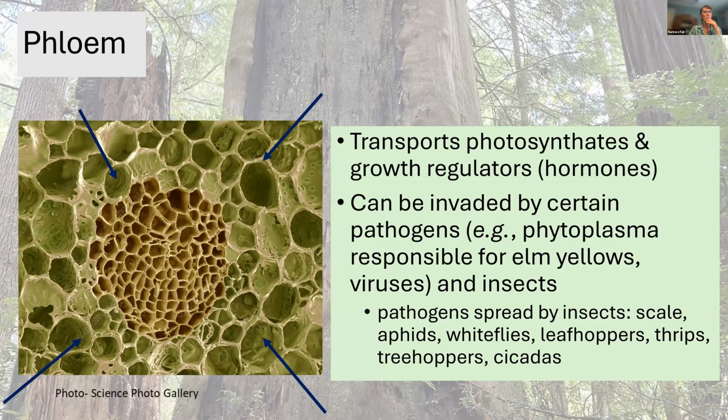So just real quick, phloem, of course, is really important. We understand that it transports photosynthates and growth regulators, which are essentially hormones, which I will be talking about a little bit today. But it can be invaded by certain pathogens, phytoplasmas, elm yellows, which is not necessarily an issue here, I don't believe, but Mike and I could certainly address that later. Viruses, of course, and certainly insects that will feed in that phloem area, and they can also then spread pathogens. So lots of different cool insects. So kind of keeping that in the back of your mind.